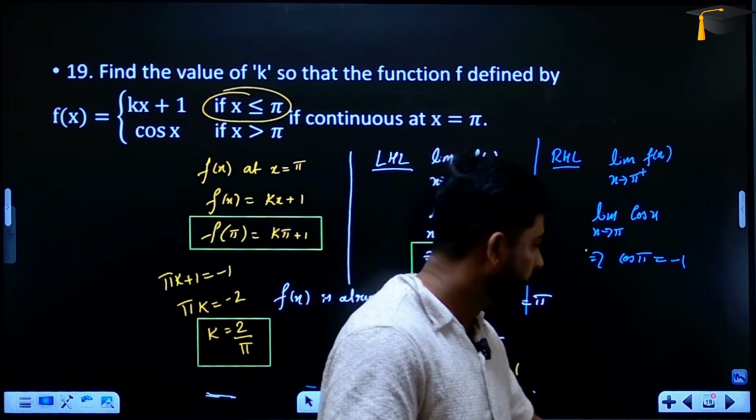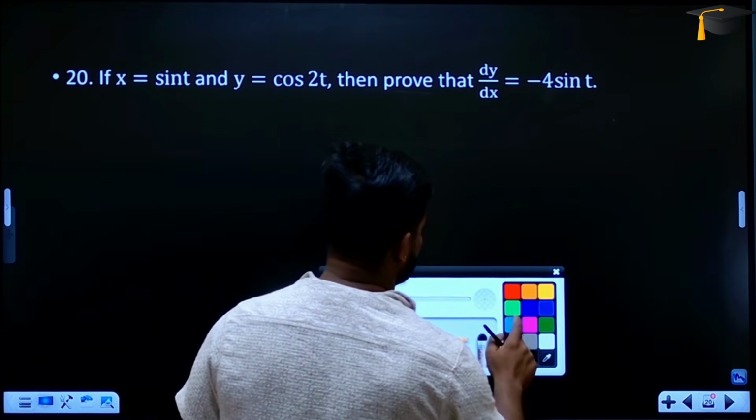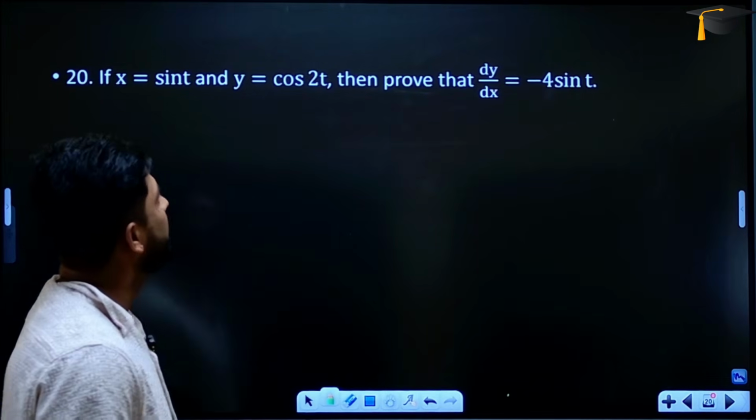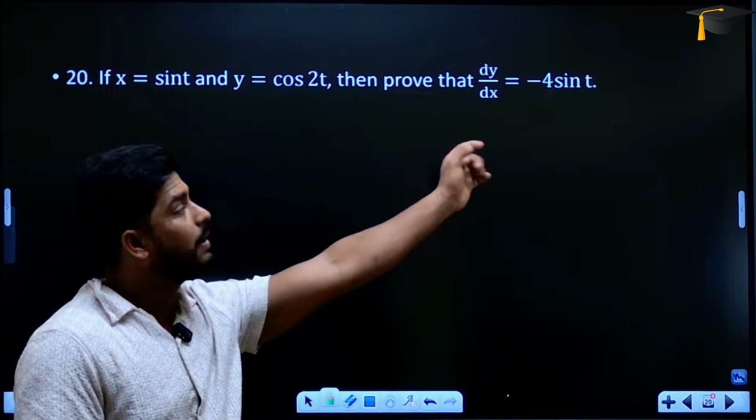Next, okay, parametric questions, right? Parametric form, x is equal to sin t, y is equal to cos 2t. So find the dy by dt. Okay, prove that dy by dt is equal to minus 4 sin t.